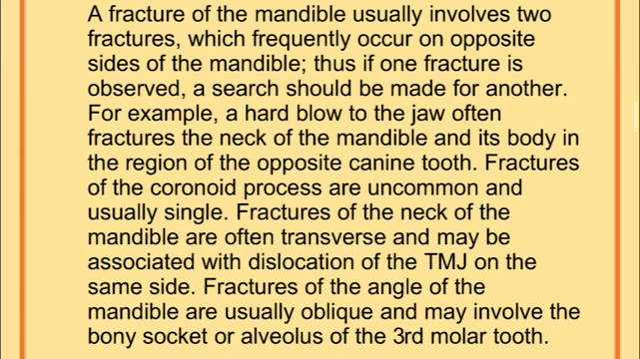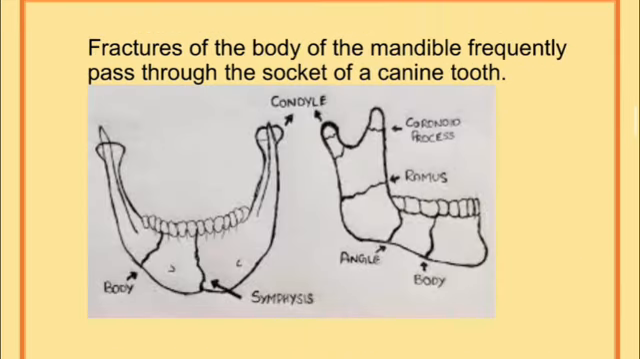Fractures of the angle of the mandible are commonly seen as oblique fractures, and such fractures may involve the bony socket or alveolus of the third molar tooth. Fractures of the body of the mandible commonly pass through the socket of a canine tooth. That may be due to the very long root that the canine tooth has.